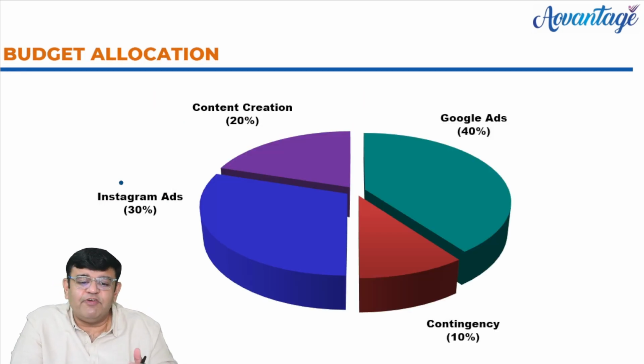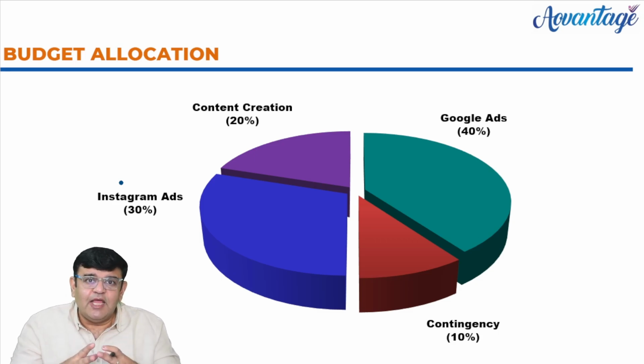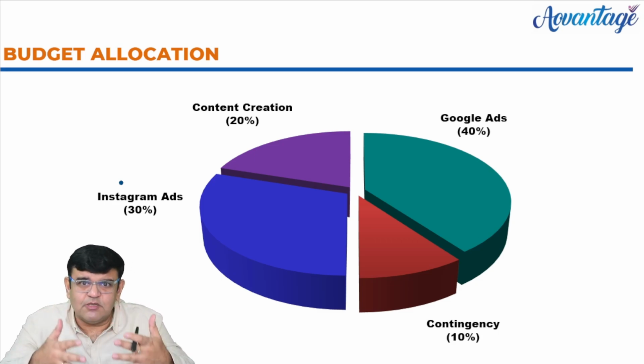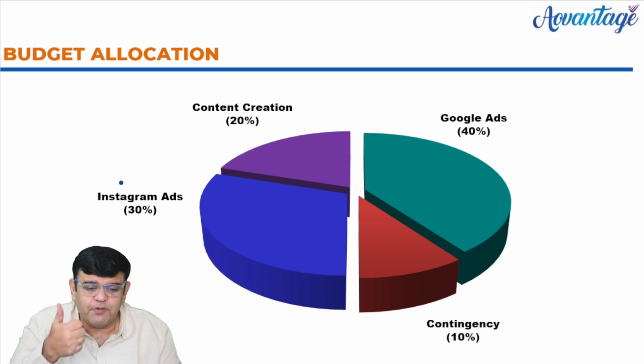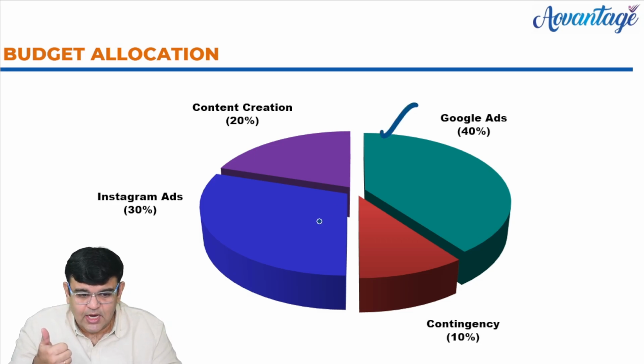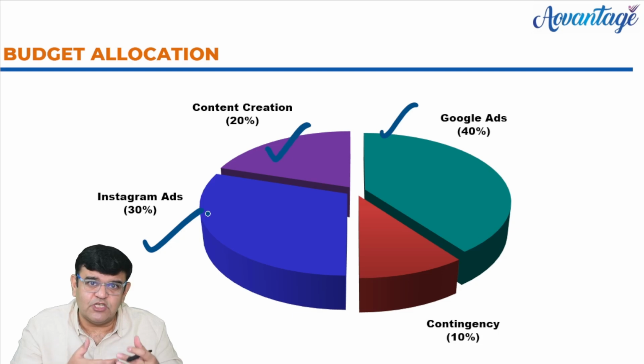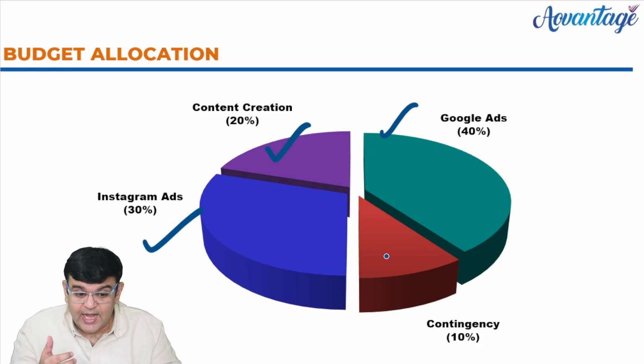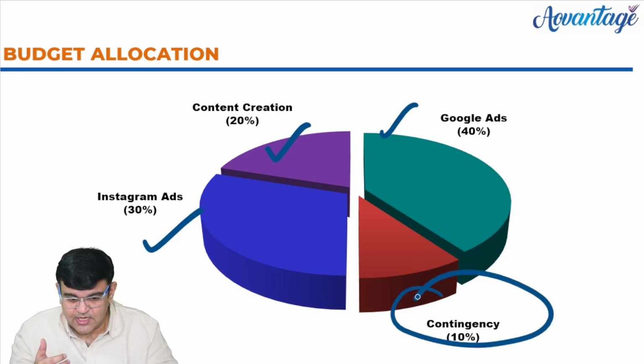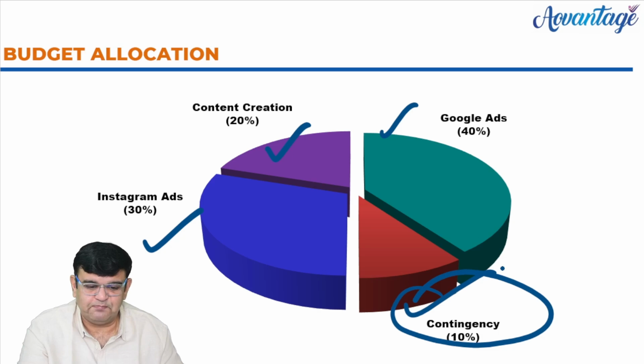Budget allocation is very important. So let us say that this brand's marketing team has put 40% for Google ads, 20% for content creation, which itself is a cost, and Instagram 30%, because we are putting a lot of emphasis on Instagram for awareness and engagement. And the all important contingency fund, which is 10%, right? Very important, friends.